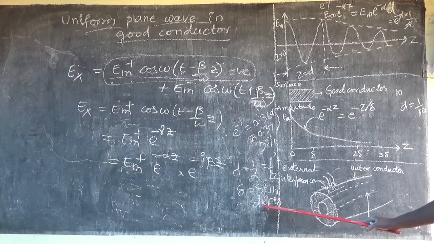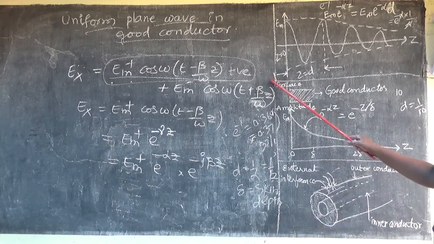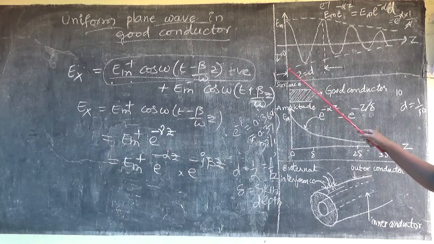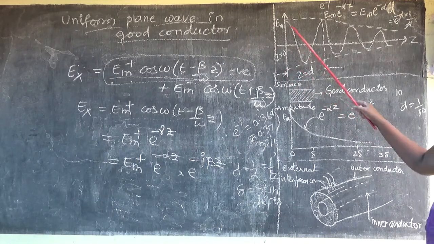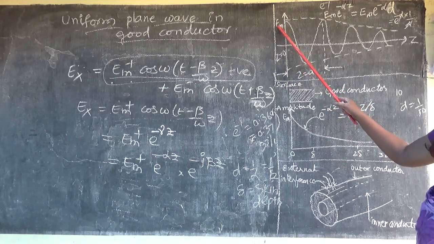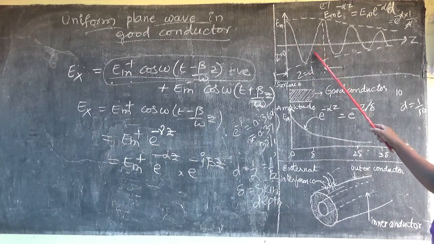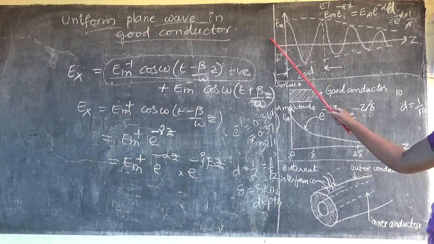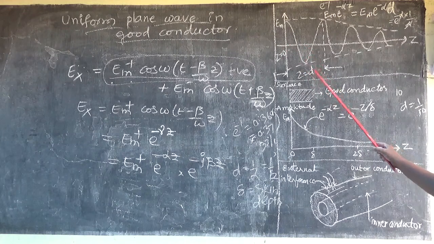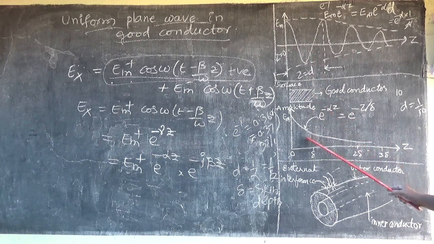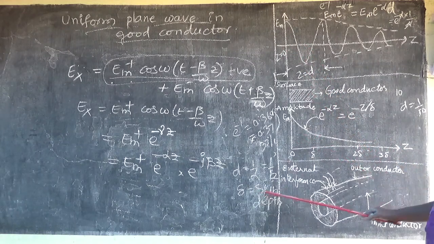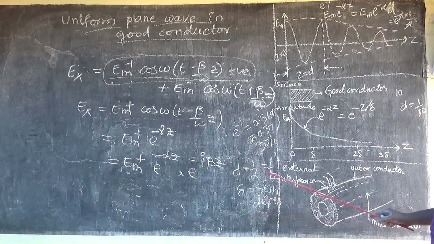Skin depth is the distance of the wave through which it is traveling, that distance where the magnitude of the wave will become 37% of its maximum value. 37% of the maximum value. So this is called skin depth. And what does it mean?